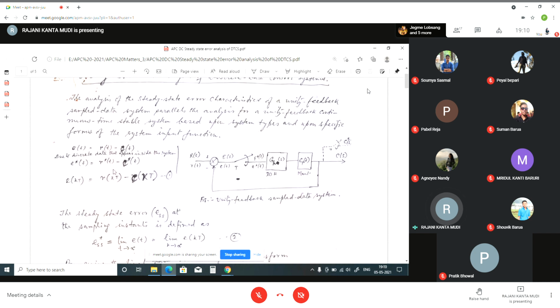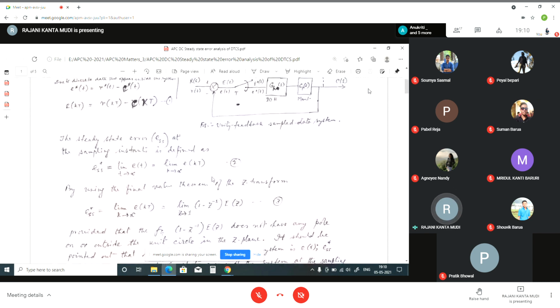In the continuous domain, error is r(t) minus output c(t), but in the discrete domain, the sampled error e*(t) equals r*(t) minus c*(t). At a particular sampling instant k, e(kT) equals r(kT) minus c(kT). The steady state error is the limit as k tends to infinity of e(kT), which by the final value theorem is the limit as z tends to 1 of (1 minus z inverse) E(z).